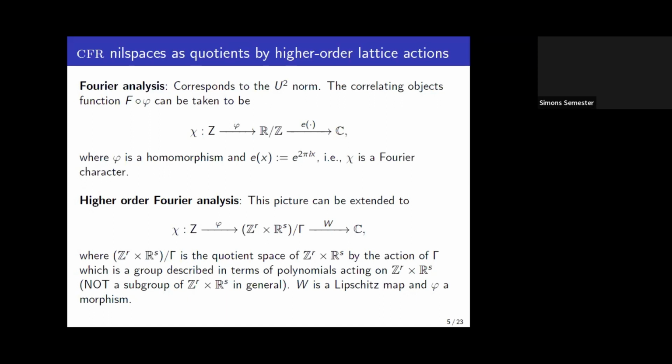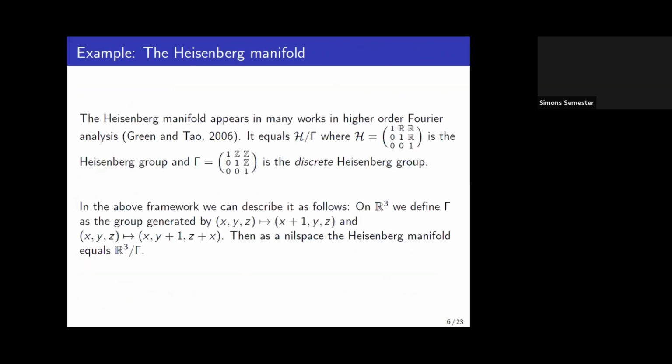and then in general, the correlating harmonics in the inverse theorem can be taken to be some guys like this. Now we are going to see these things in more detail. First of all, let's come back to some more familiar objects like the Heisenberg manifold. The Heisenberg manifold has appeared in many works in higher order Fourier analysis. I think the first one was this one of Green and Tao. And it is defined as follows.